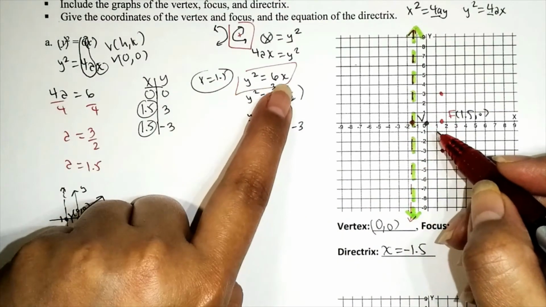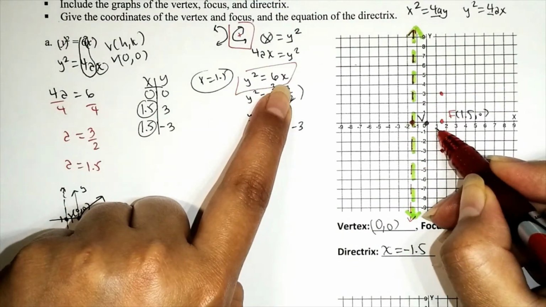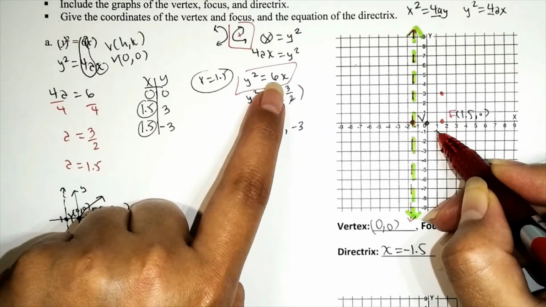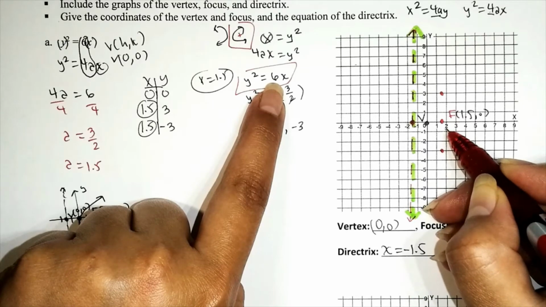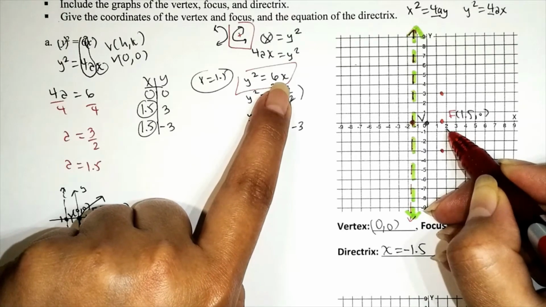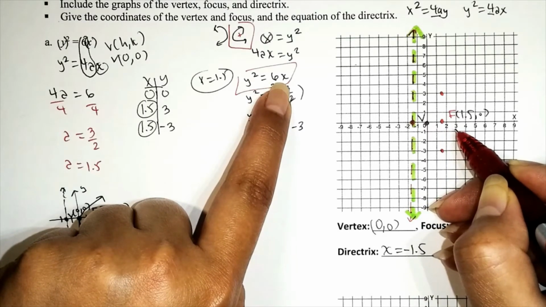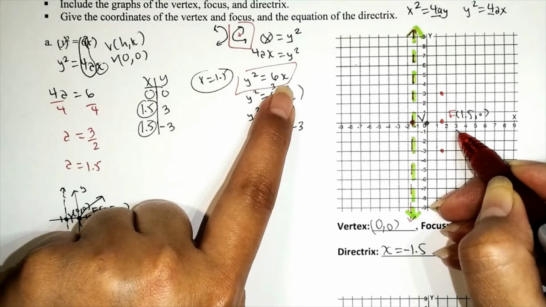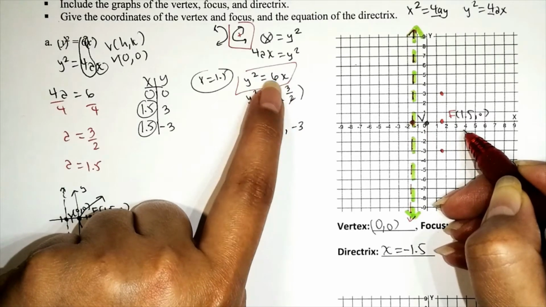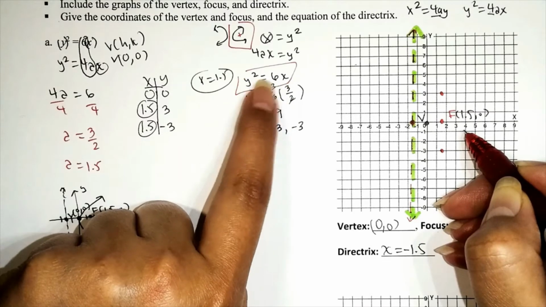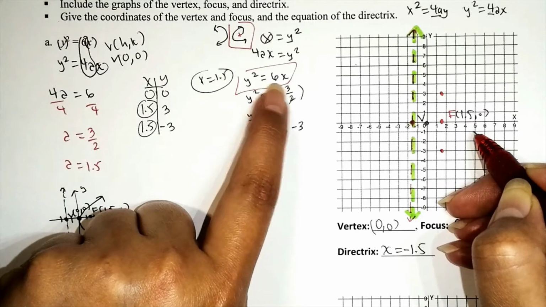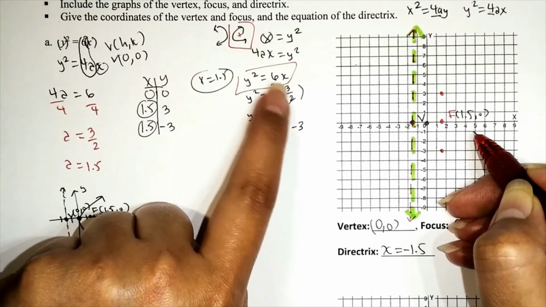If x equals 1, that's going to give us 6 times 1 or 6. Square root of 6, I don't want to work with that. If x equals 2, 6 times 2 is 12. I don't want to square root 12. If x equals 3, 6 times 3 is 18. I don't want to square root 18. If x equals 4, 6 times 4 is 24. Who wants to square root 24? If x equals 5, 6 times 5 is 30. Who wants to square root 30?